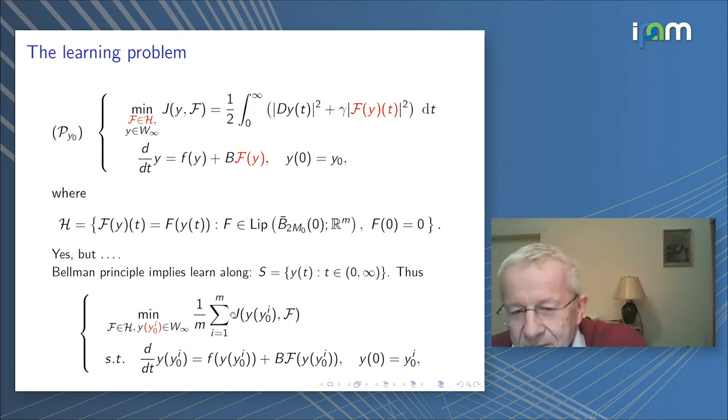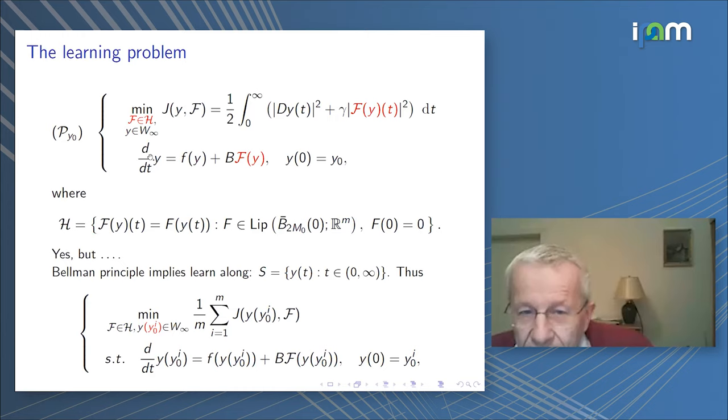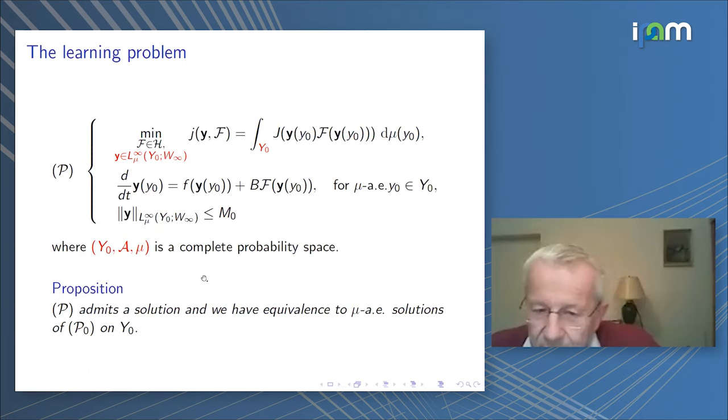More generally, why not say the space of possible initial conditions is a complete probability space, and I minimize the ensemble of solutions as a function of initial conditions in the state space. Okay, this is the learning problem. Under quite reasonable assumptions, it admits a solution, and we have equivalence between the almost everywhere solutions of the original problem that I formulated and this probabilistic problem.